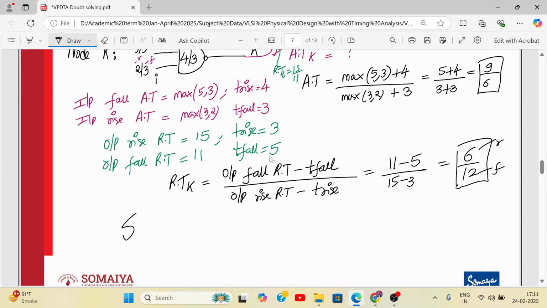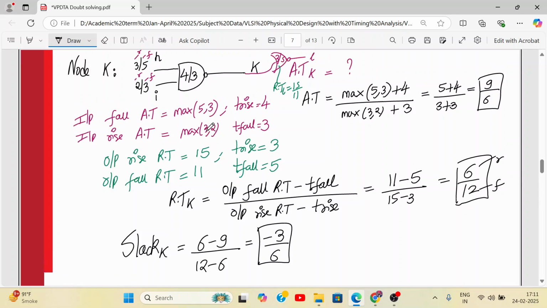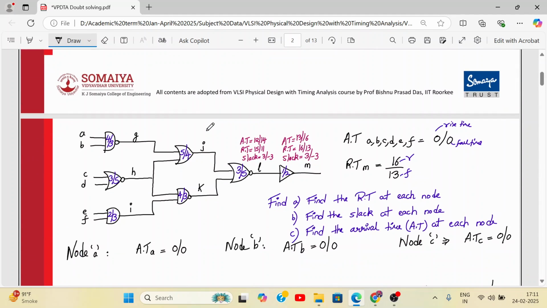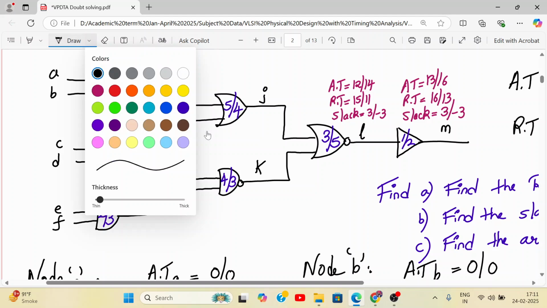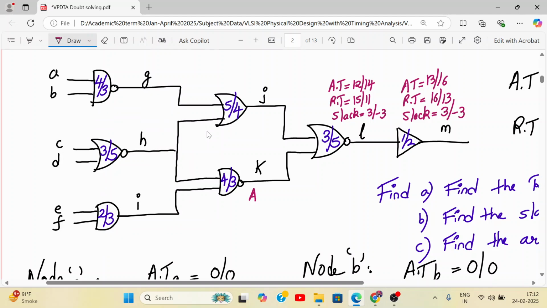Okay, now we calculate the slack, and slack we know it's return time minus arrival time, so it will be 6 minus 9 upon 12 minus 6. So this will be minus 3 by 6. Okay, so node K is complete. Let us fill that information over here. So at node K, arrival time is 9 by 6. Return time is 6 by 12. And slack is minus 3 by 6.